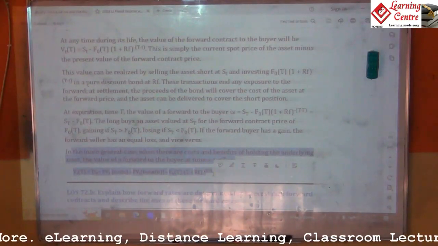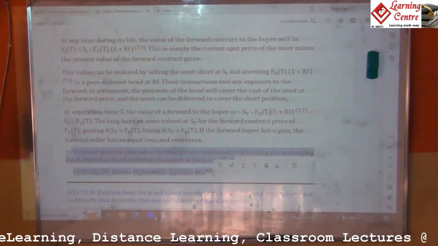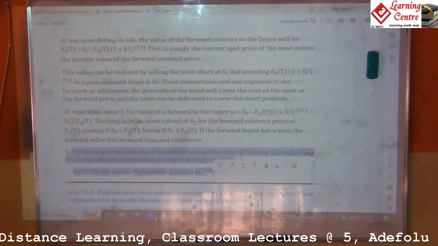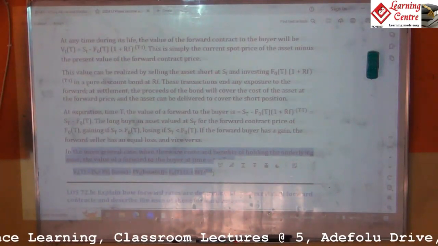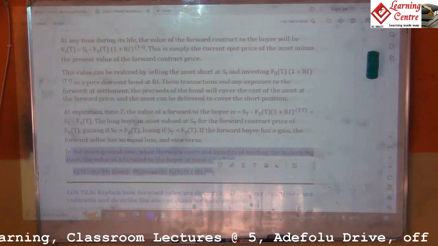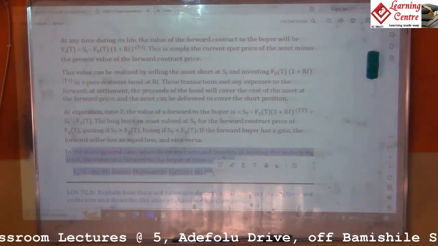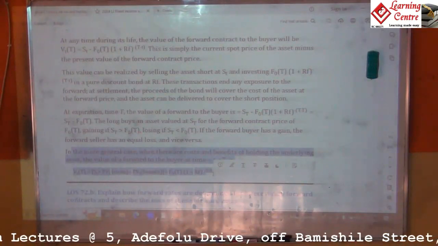The value of the forward at initiation is 0 because nothing is happening, we're just having a conversation. The value during the forward is all those things we have explained. As the price is going up, the buyer is either gaining or losing, the seller is gaining or losing, vice versa. The net is 0. That is during.